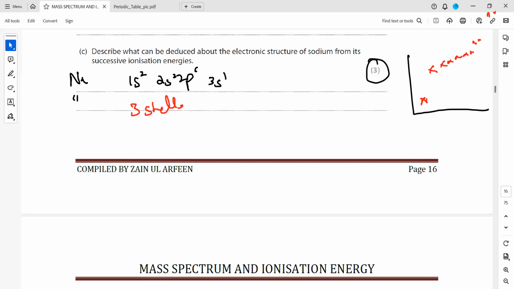And the third mark is for how we deduce it has 3 shells, because there will be 2 big jumps when we move from the third shell to the second shell, or from the second shell to the first shell. So the first mark is for mentioning that sodium has 3 electron shells, the second mark is for writing the electronic configuration, and the third mark is for saying that there will be 2 big jumps, which indicate that the shell changes from third to second and from second to first.